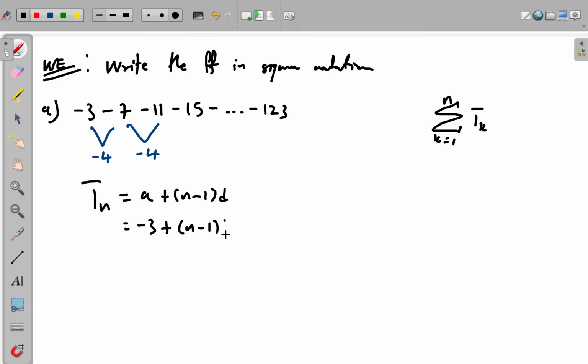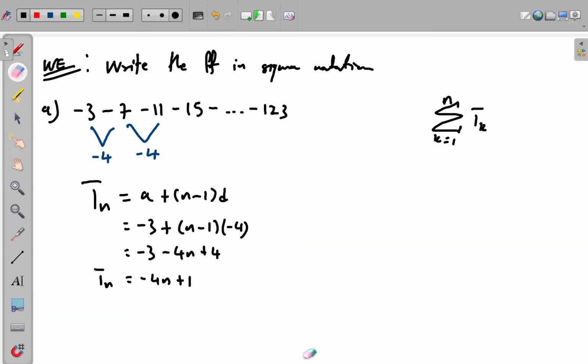Okay, and then we've got a -4 here. This is -3. This is -4n, and that's a +4. So our general term in this case is -4n plus 1. Whether you want to write it as 1 minus 4n or minus 4n plus 1, it's immaterial for me. So that's the general term.